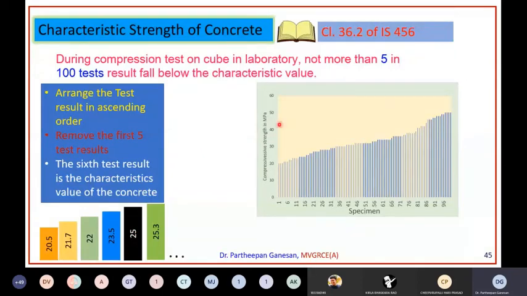Now, what the code says, for this combination of 100 cubes, you remove the first 5 test results, because it is 5% of the test results. That is why you are removing the first 5 results. So 25.3 is the characteristic strength of this particular concrete, which is made of these 100 cubes. This concrete has a characteristic strength of 25.3 MPa, or you can easily say 25 MPa. So that is characteristic strength.